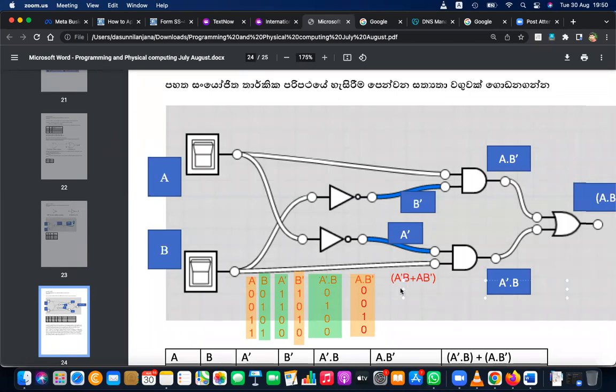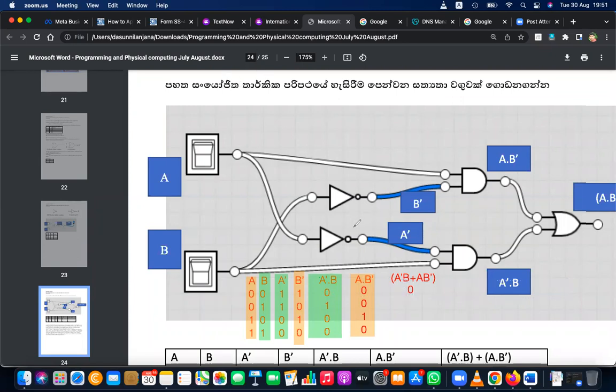What is the speciality of the OR gate? At least one input should be one to get output one. Another way of telling: if all inputs are zero, then the output is zero, right? If both are zero here, the output is zero.